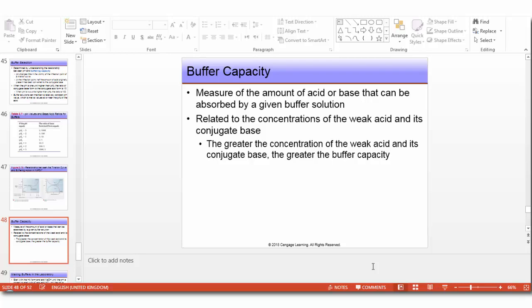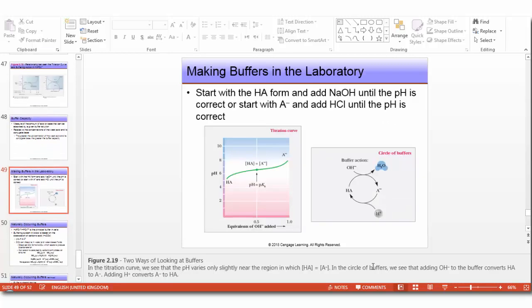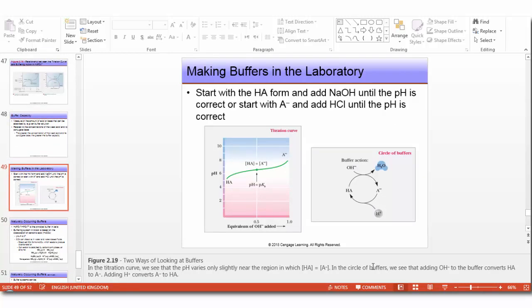How do we make buffers in the lab? This is not required. Now let's look at this circle of buffers. The exact details of how to make a buffer in the lab are not required. Here I want to show you again the titration curve, and here we have the circle of buffers.